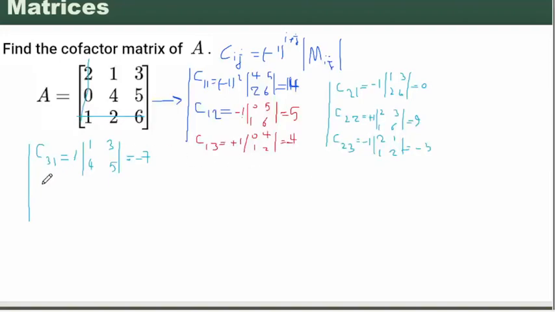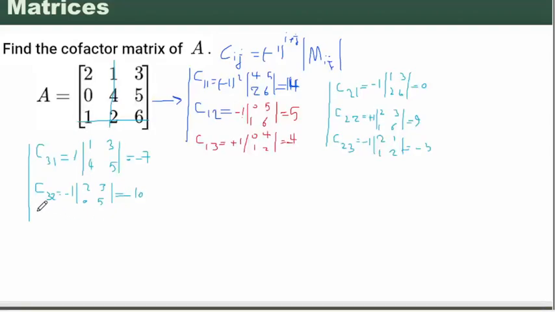And I will go for the C3, 2. Negative 1 to the power of 3 plus 2 would be negative 1 to the power of 5, which is negative 1. And times the determinant of a matrix that's obtained by deleting third row, second column, so it would be 2, 3, 0, 5. 2 times 5, 10 minus 3 times 0, 0. So 10 times negative 1 gives me negative 10.